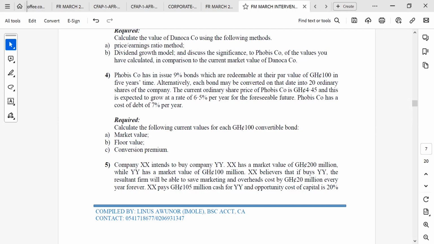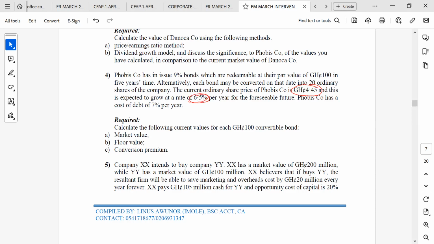When are we converting the instrument? It's in 5 years' time, isn't it? We are converting in 5 years' time. Is that the case? Yes, please. Okay. If you are converting in 5 years' time, would the share price still be 4.45 in the 5 years' time? No, please. It will be growing at 6.5% every year.